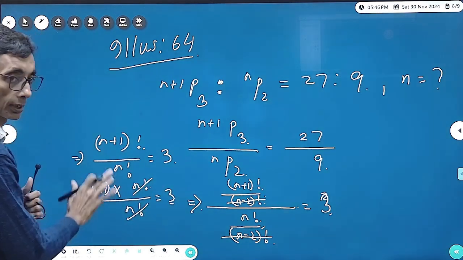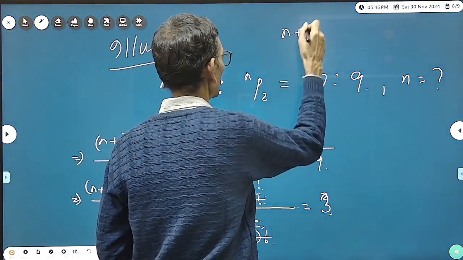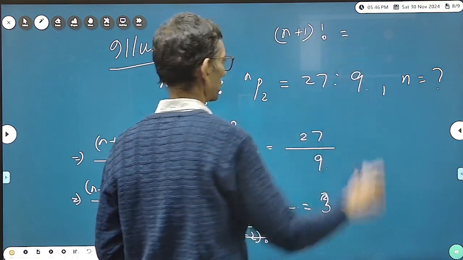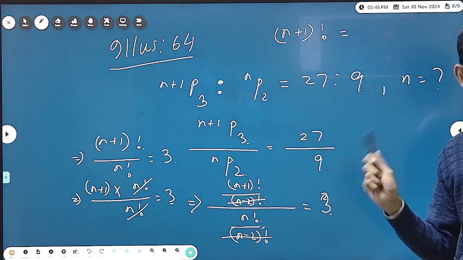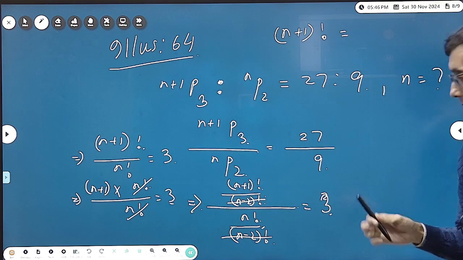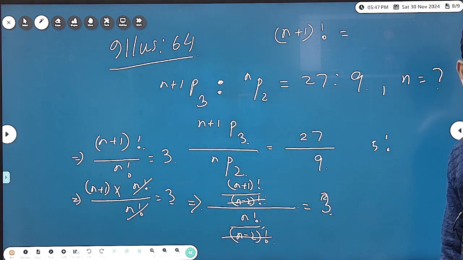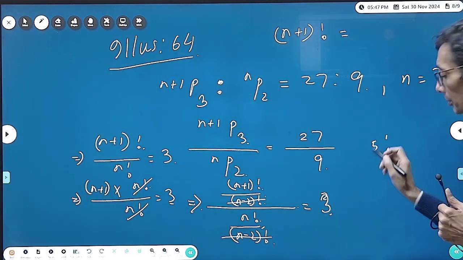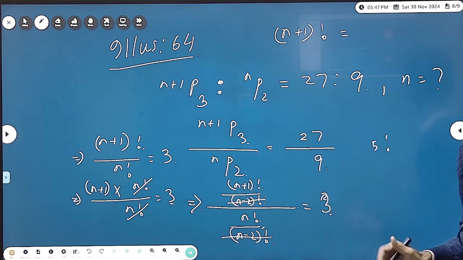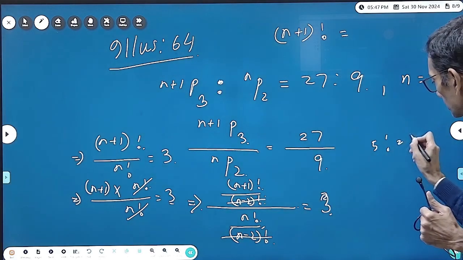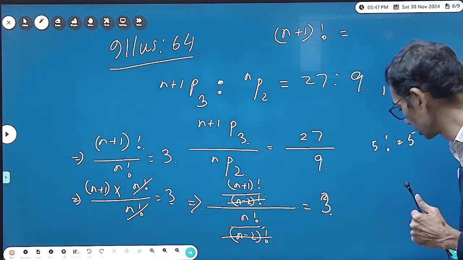Did you understand this? How do we write it? (n plus 1) factorial means you are multiplying from 1 to n plus 1. 5 factorial means you are multiplying 1, 2, 3, 4 up to 5. If I think I am not going to multiply up to 5, I multiply up to 4, then I don't need the 5, so I take out 5 and write the 4 factorial separately. Right?